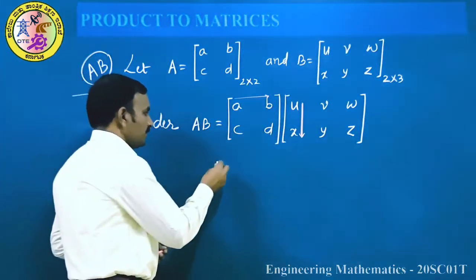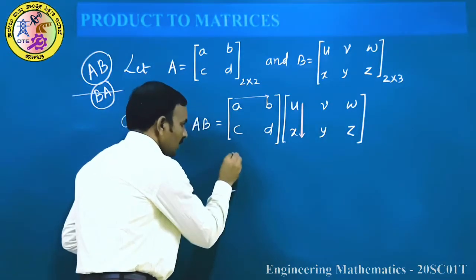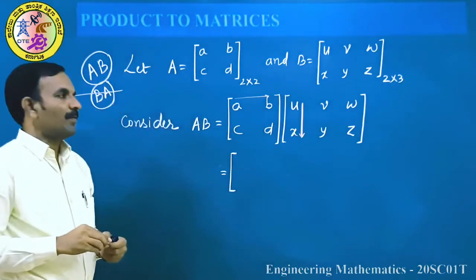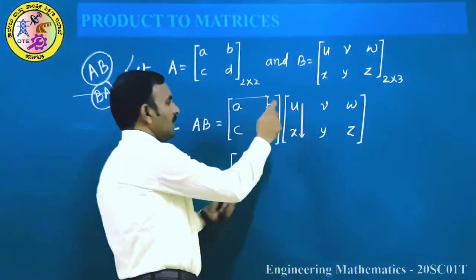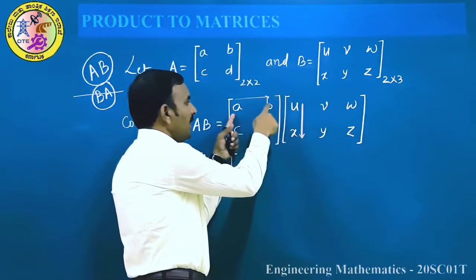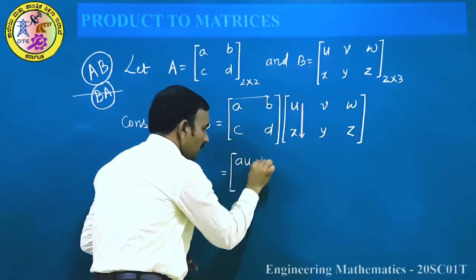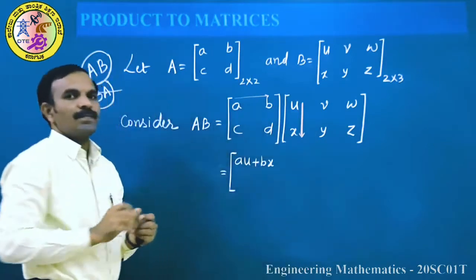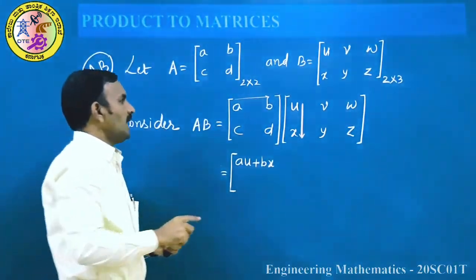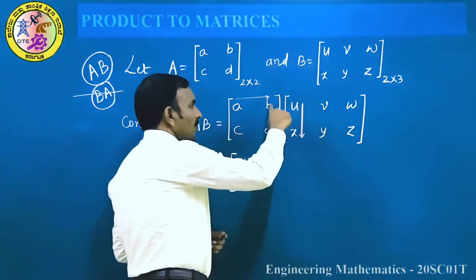Now start with first row first column, a b multiplied with what? u x. A into u, b into x, that is au plus bx. Next first row second column, a into v, b into y.